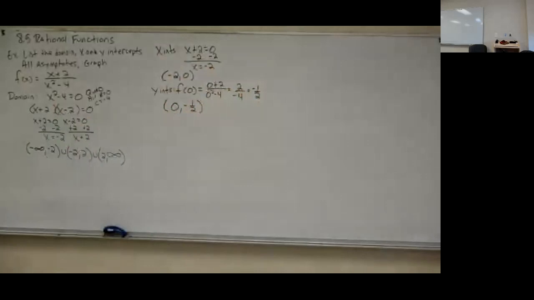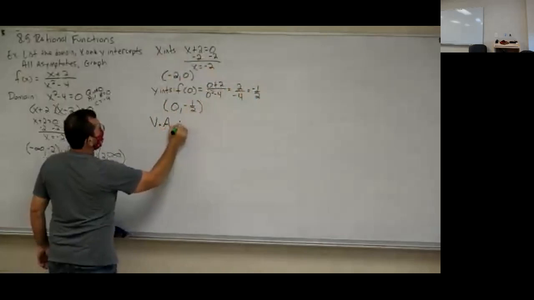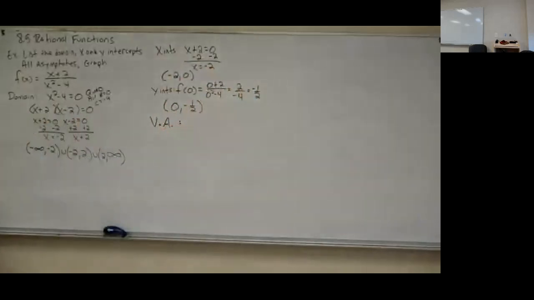Now it asks me to find all the asymptotes. I'm going to start with my vertical asymptotes. Normally, the vertical asymptotes would be the same as the numbers I'm kicking out of my domain. Except, guess what? Anytime an x-intercept matches a 0 on the bottom, they cancel each other out, and that asymptote goes away.